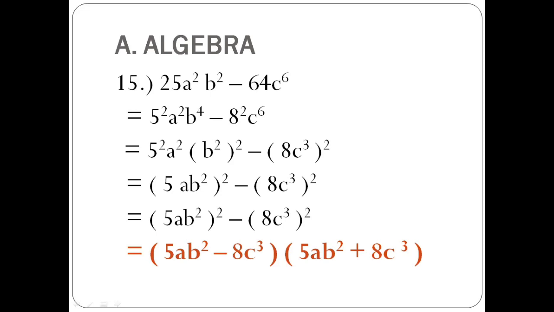After that, we need to multiply the terms with equal exponent. Next we use the a squared minus b squared is equal to a minus b and a plus b formula to factor the expression. The final answer is 5ab squared minus 8c cubed and 5ab squared plus 8c cubed.